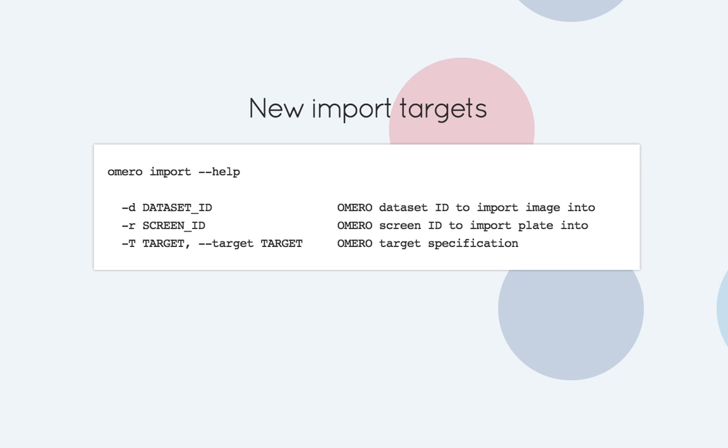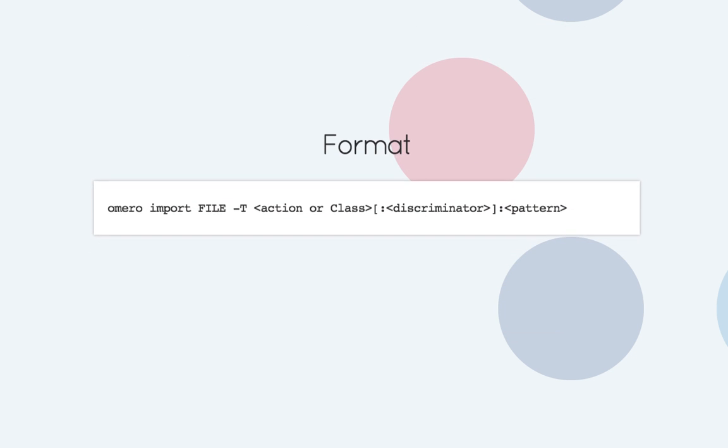And you can also obviously provide the longer form --target. So the format is: import the file -t and then an action or a class, followed by an optional discriminator, followed by a pattern. I'll describe what each of these mean in the next few slides, but effectively this format applies for all of the different import targets.